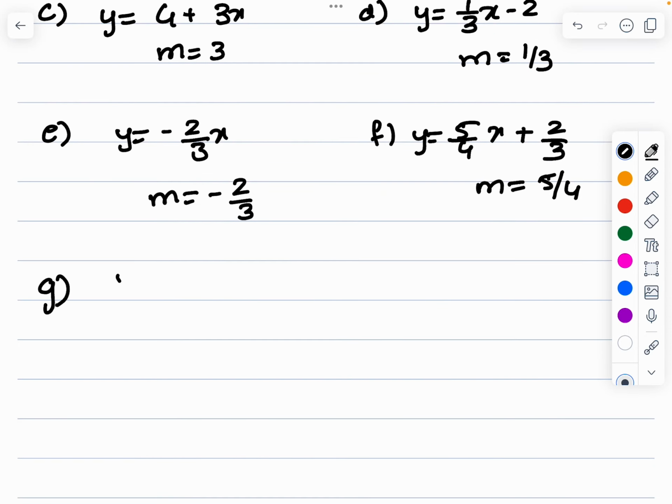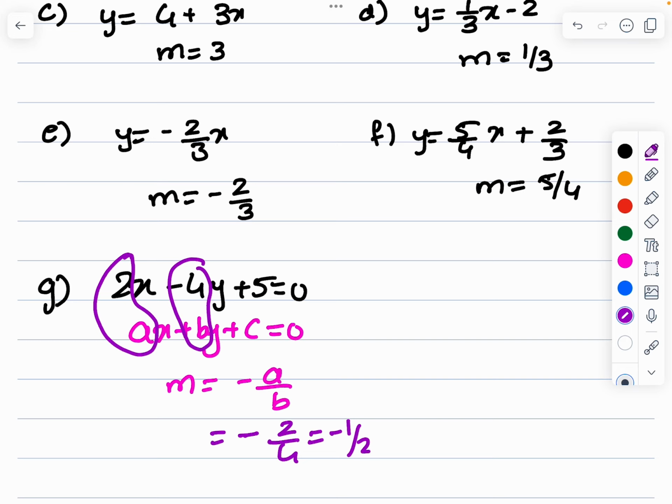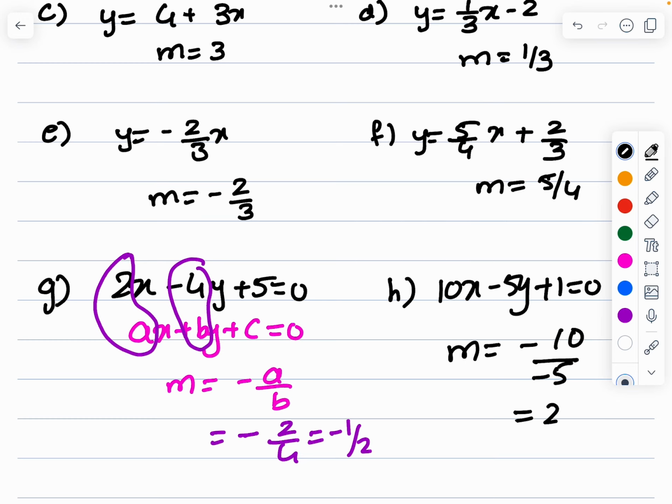Then if the equation is in the standard form, 2x minus 4y plus 5 equals 0. So write the standard form of the equation, ax plus by plus c equals 0. In that case, the gradient will be minus a upon b. So compare: a value is 2 and b value is minus 4. So minus 2 upon 4, which is negative 1 upon 2. Similarly, 10x minus 5y plus 1 equals 0. So minus a is 10 and b is minus 5, which is going to be 2.